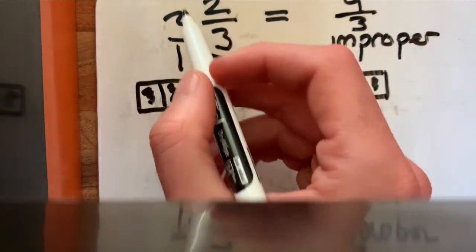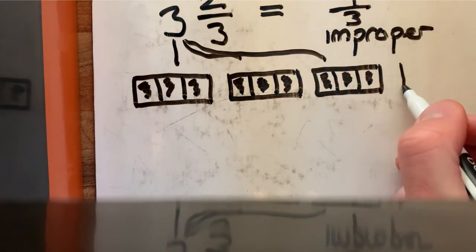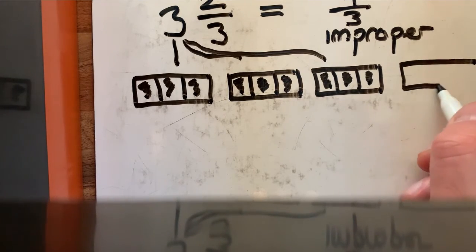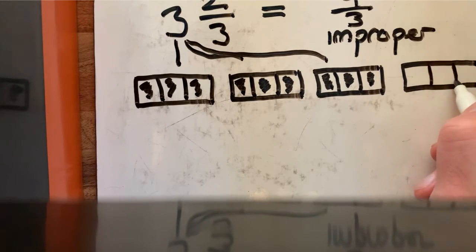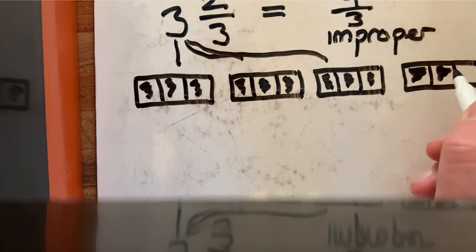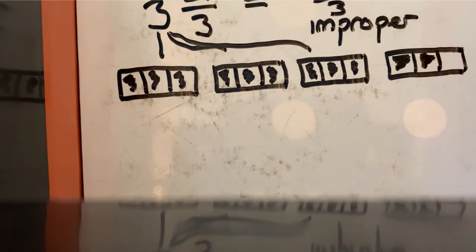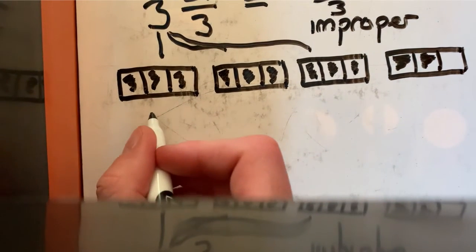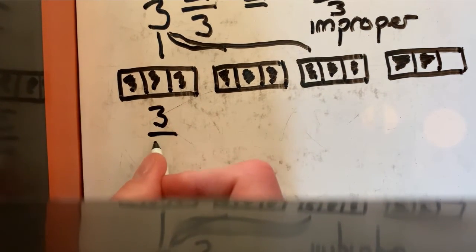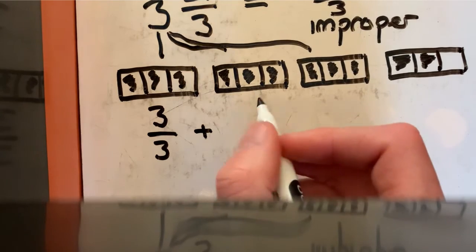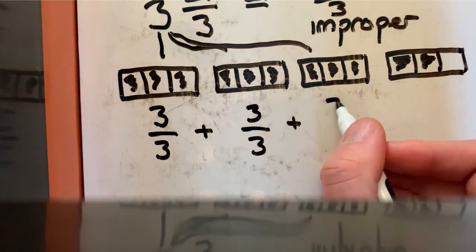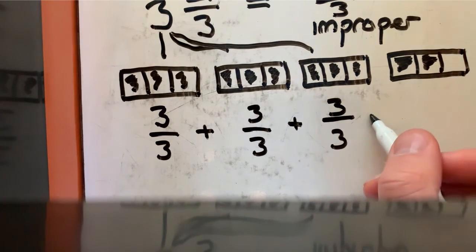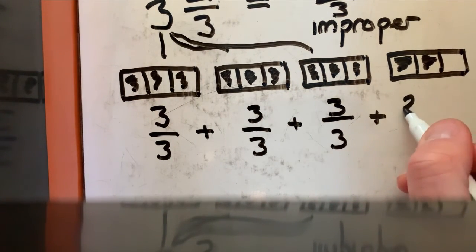Right, let's have a look at what's left over. Right, we've got 2/3. So again, we draw the whole. Okay, we split our whole into 3 equal parts, but this time we've only got 2. Okay, and now we can form our number sentence, because over here we've got 3 parts of 3, add another 3 parts of 3, add another 3 parts of 3, and add 2 parts of 3 here.